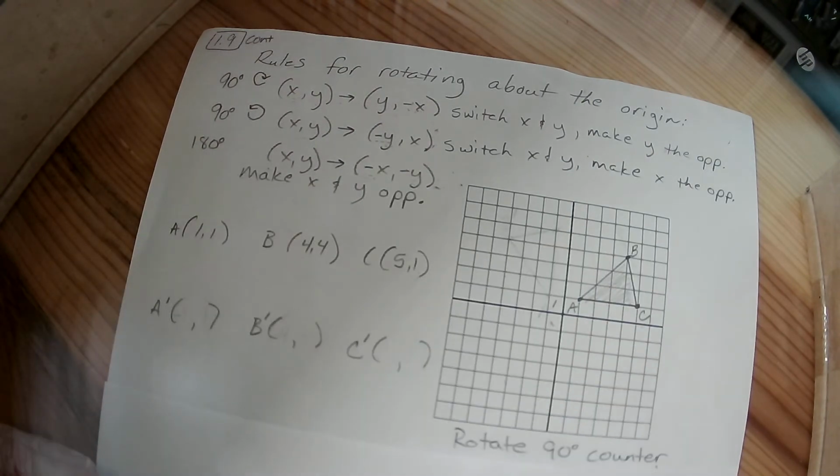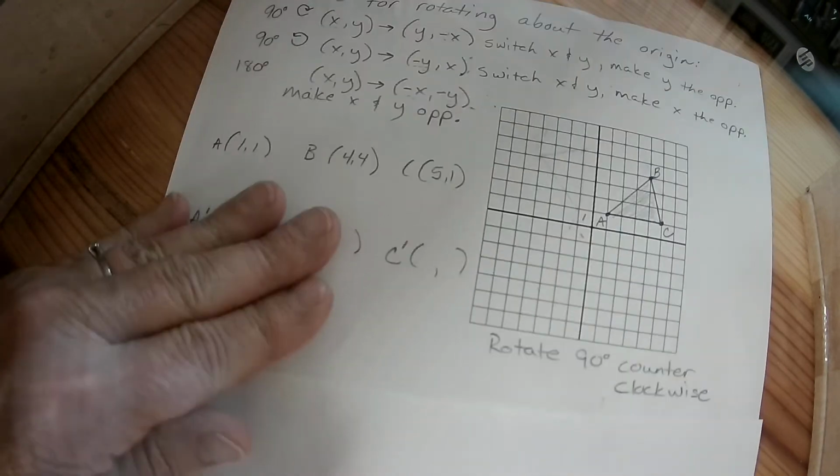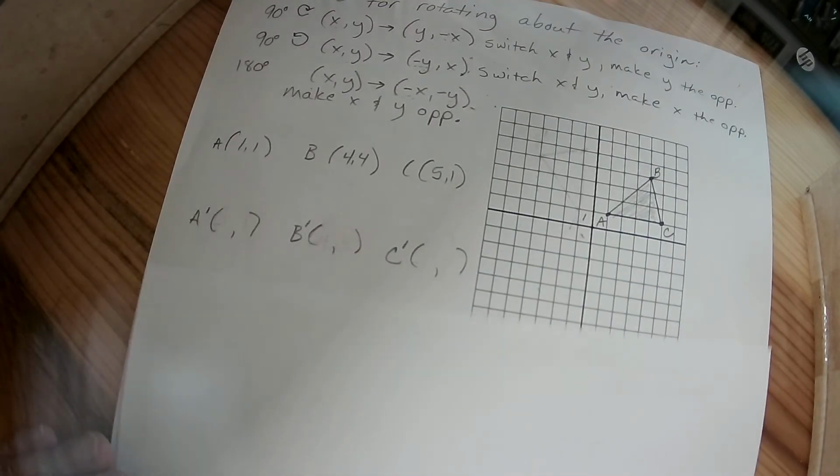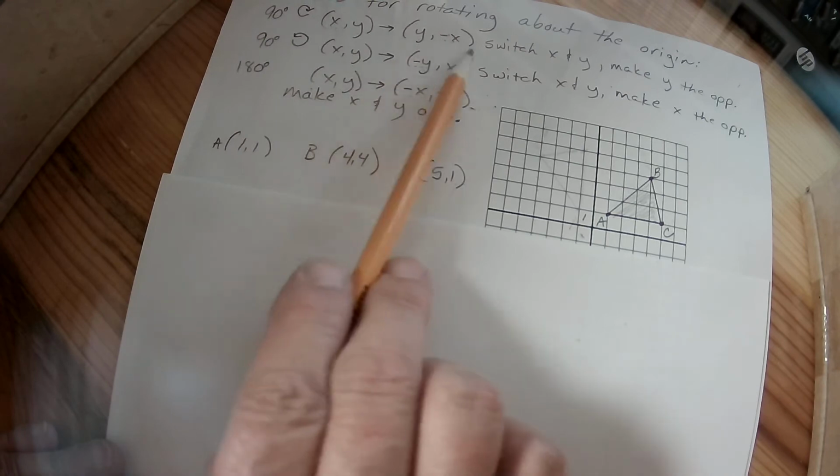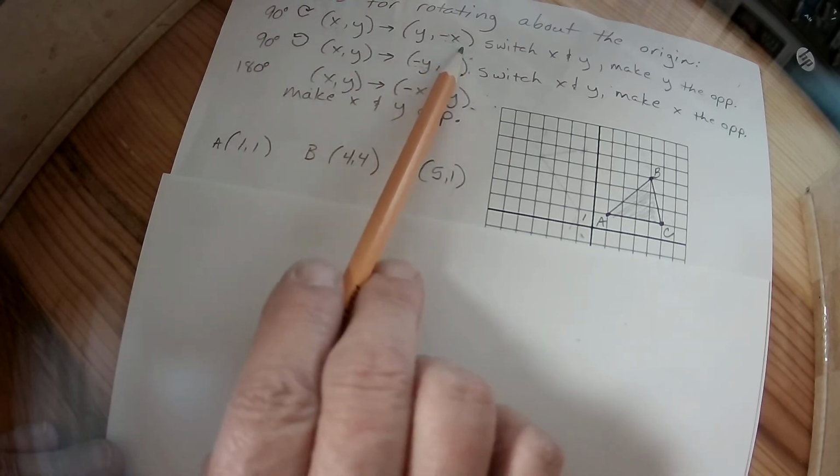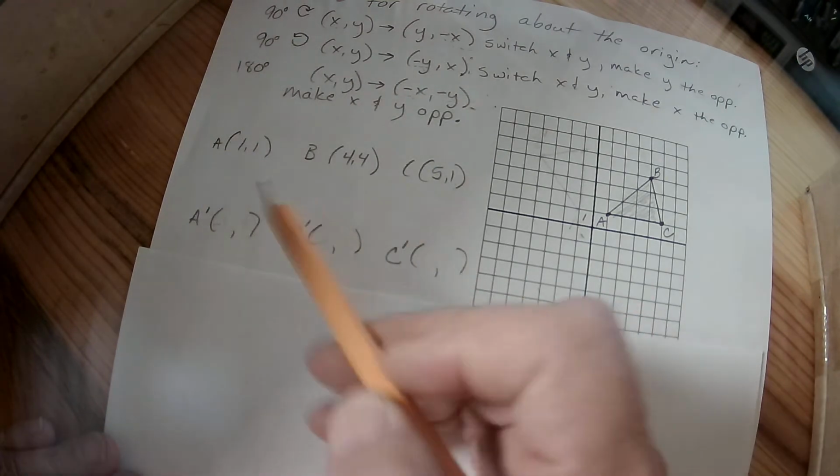We're going to rotate this triangle 90 degrees counterclockwise. I have written down the coordinates of A, B, and C. This is how you're going to want to do it, and then we're going to apply this rule right here. I'm going to switch x and y, and this number is going to be the opposite. Now I want to write down my new coordinates of A prime, B prime, and C prime.